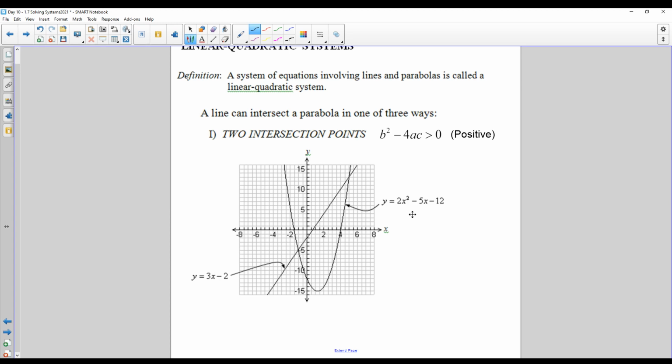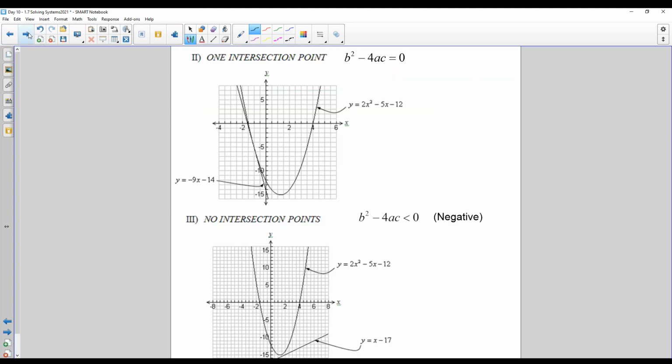A couple of days ago, we talked about b squared minus 4ac, the discriminant, being greater than 0, meaning you have two solutions. That's what's going on here. We have two points of intersection, two places where the line and the parabola cross each other. Somewhere here, somewhere there. So that's one possibility. Second possibility, I change the equation now. So now it's minus 9x minus 4. And this only touches at some one point.